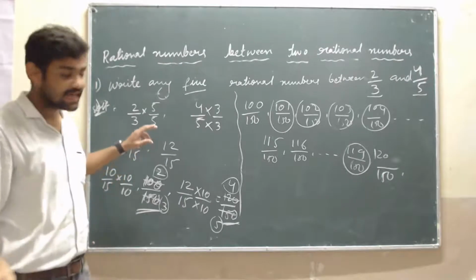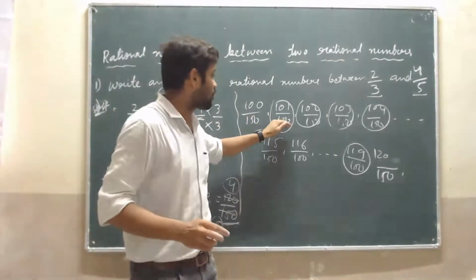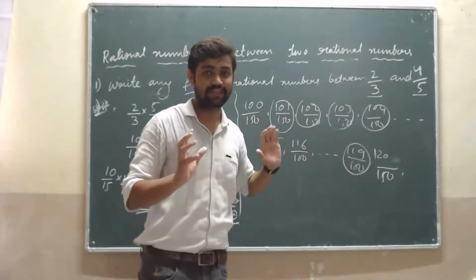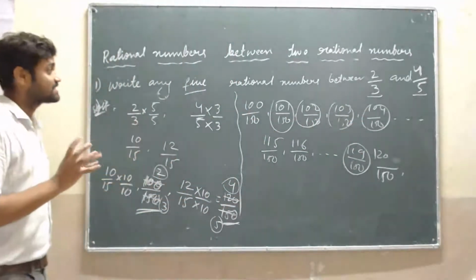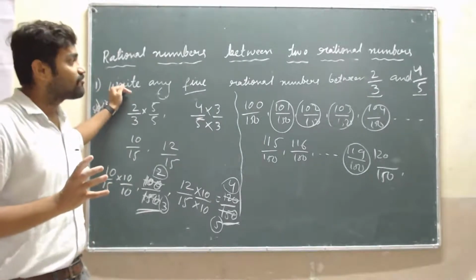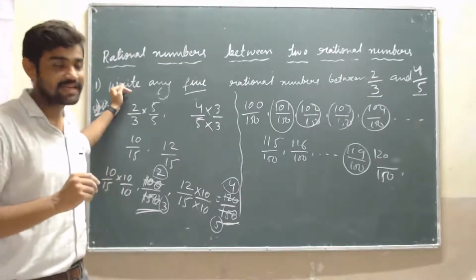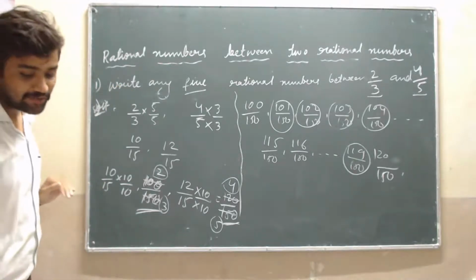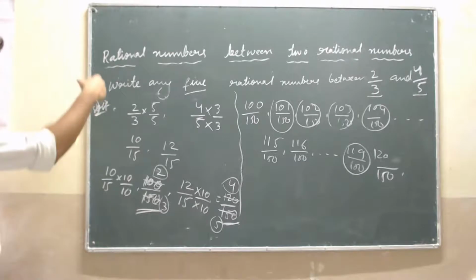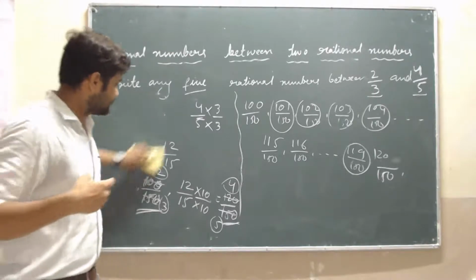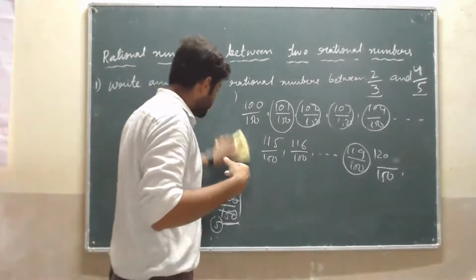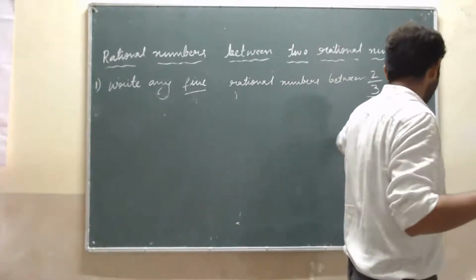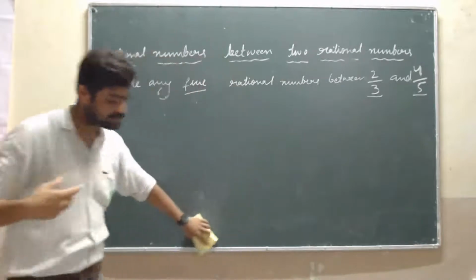Okay, then what is the answer here? It is 101, 102, 103, whatever it may be, any number from 100 to 120. This is the answer for write any 5 rational numbers between 2 by 3 as well as 4 by 5. By this I will conclude today's session, and I will give you some homework. If any doubts, ask me in the comment box, otherwise ask me in the WhatsApp group. Okay, I will solve it, otherwise I will do one more session on this.